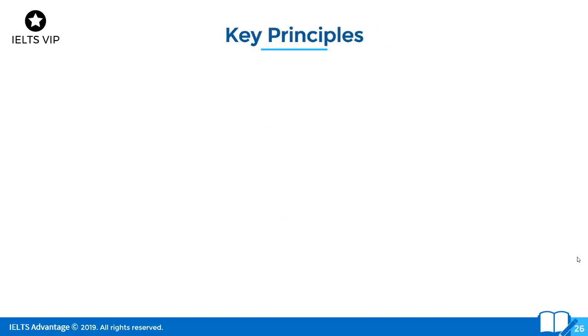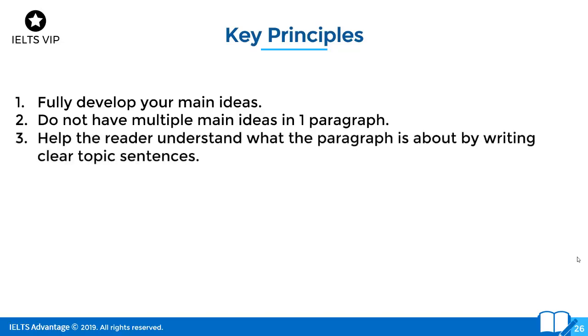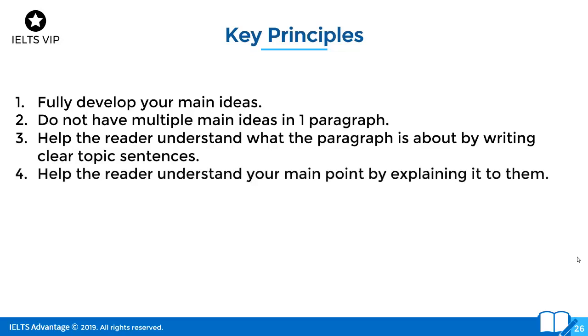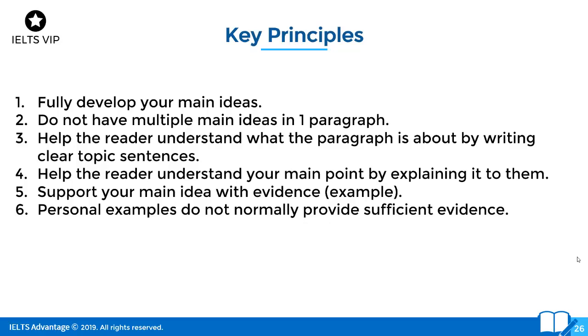So let's look at some key principles from this. You need to fully develop your main ideas. Stop putting multiple main ideas and not developing any of them in your main body paragraphs. Do not have multiple main ideas in one paragraph. Help the reader understand what the paragraph is about by writing clear topic sentences. Help the reader understand your main point by explaining it to them, and support your main idea with evidence by giving an example. Personal examples do not normally provide sufficient evidence. You can use them, but most of the time they're not that good.